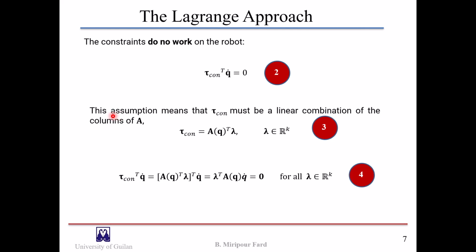So we can write tau con transpose times q dot equals the transpose of A transpose lambda times q dot, which is equal to lambda transpose times A times q dot equals 0. That is true for all lambda.